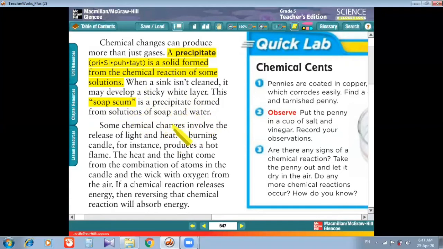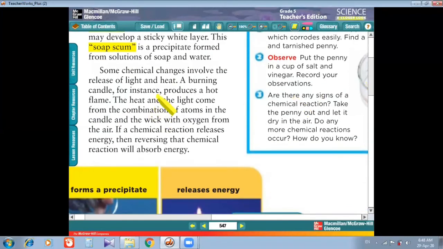Some chemical changes involve the release of light and heat. When heat and light are released, again we will say that it is a chemical change. A burning candle, for instance, produces a hot flame. The heat and light come from the combination of atoms in the candle and the wick with oxygen from the air.